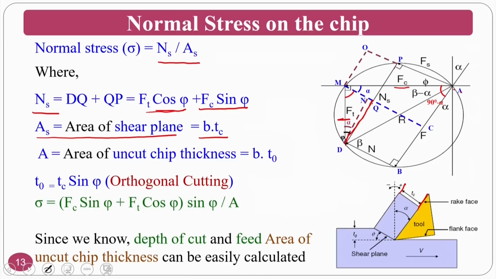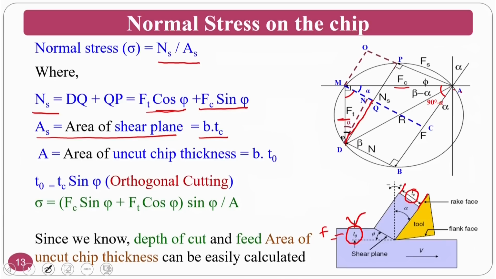two-dimensional metal cutting, that is orthogonal metal cutting, T naught is called the uncut thickness, and TC is the chip thickness, after cutting and before cutting. So T naught is equivalent to my feed. Whenever the cutting operation is going to start, I have to give the feed to the machine tool. So this T naught is known to us, TC is not known to us.